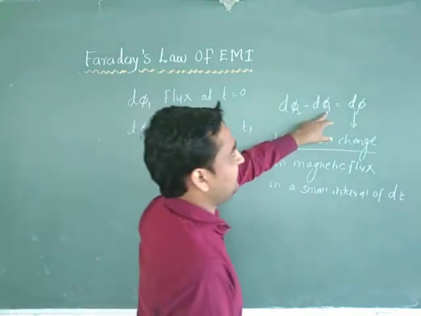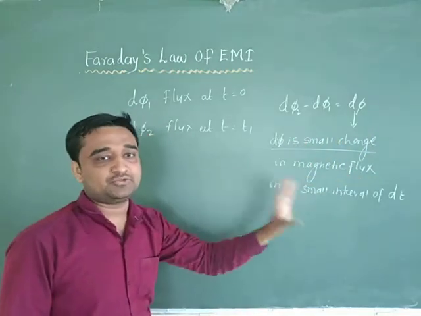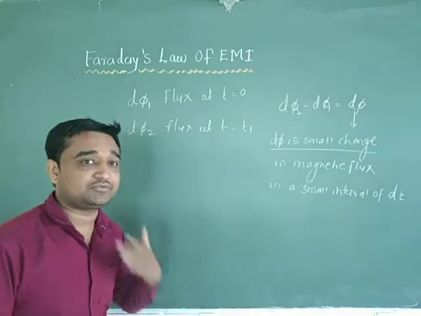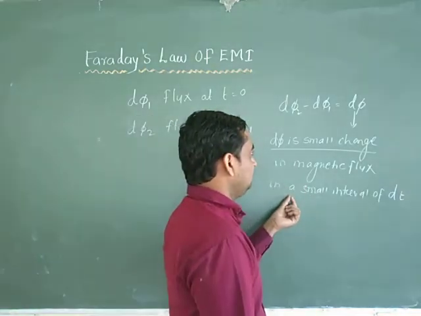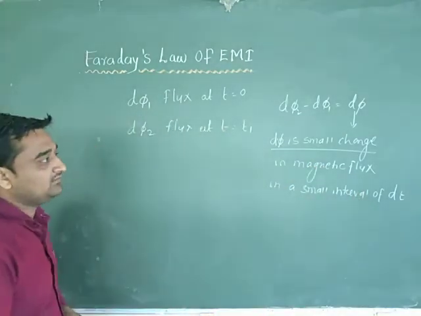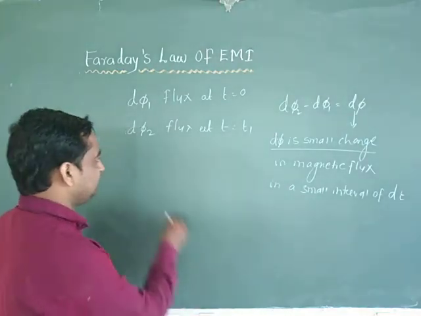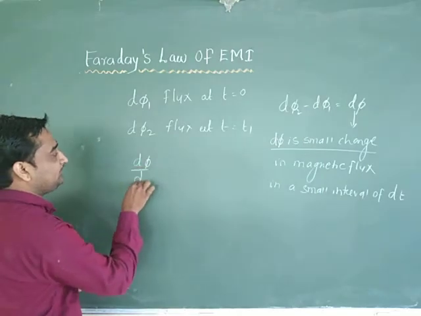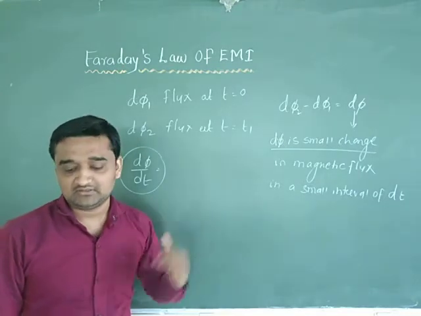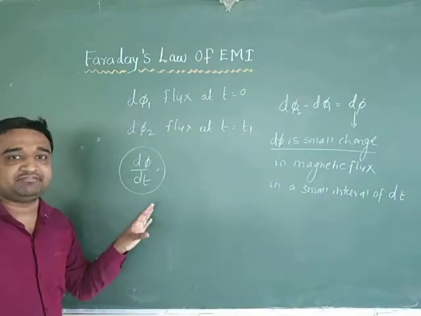Now dφ2 minus dφ1 is dφ. dφ is the small change in the magnetic flux passing through the coil in a small interval of time dt. Then what is the time rate of change of magnetic flux linked with the coil here? So dφ by dt is the time rate of change of magnetic flux linked with the coil.